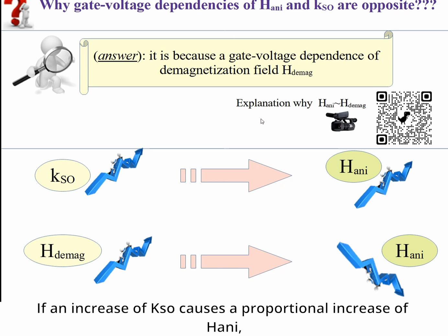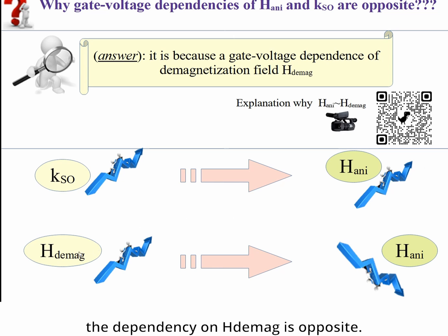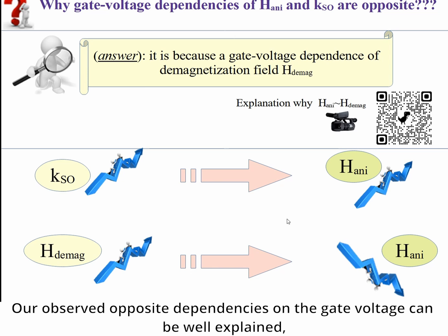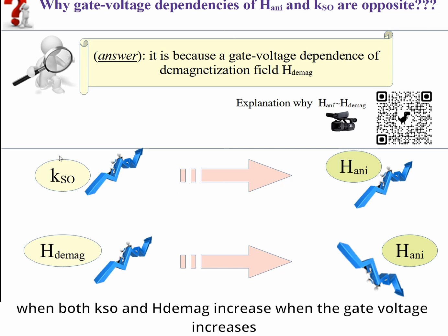If an increase of coefficient of spin-orbit interaction causes a proportional increase of anisotropy field, the dependency on demagnetization field is opposite. An increase of demagnetization field reduces the anisotropy field. Our observed opposite dependencies on gate voltage can be well explained when both coefficient of spin-orbit interaction and demagnetization field increase when the gate voltage increases.